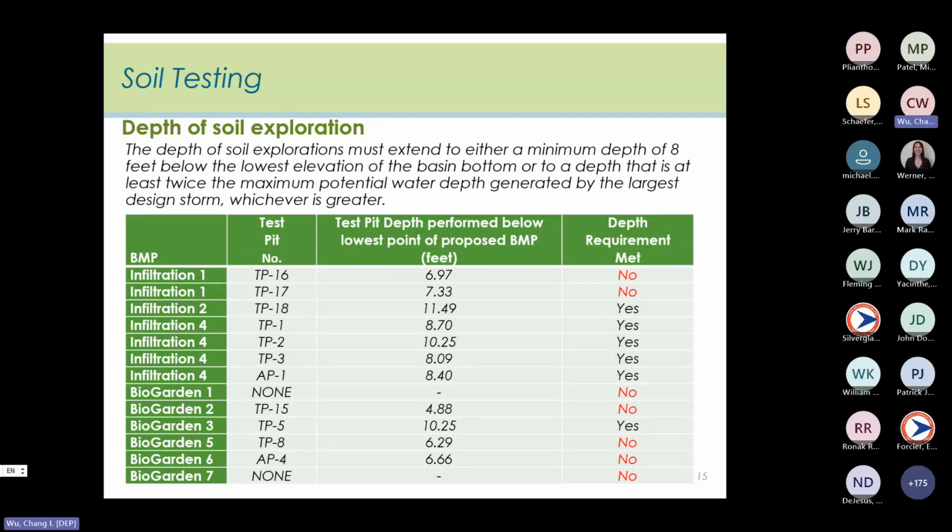And you can see that infiltration basin 1 and bio garden 1, 2, and the rest of the bio gardens do not have the required depth of exploration. And that is important. We will use this information later in the review.